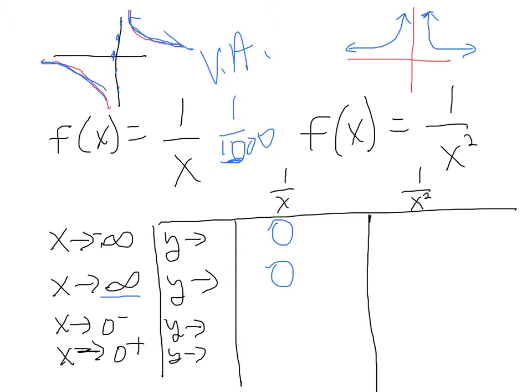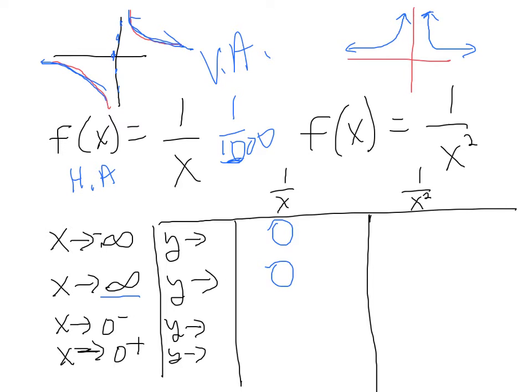So that's the end behavior of this function, right? The end behavior is the same thing as this horizontal asymptote. We'll learn some shortcuts here in a minute on how to spot those easily. And so that's the long run behavior.